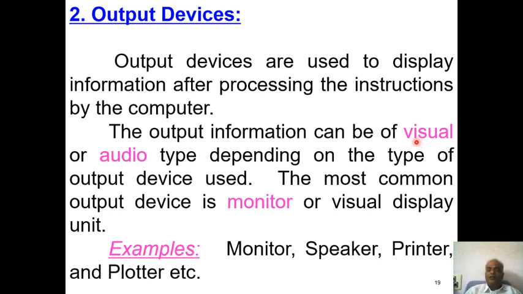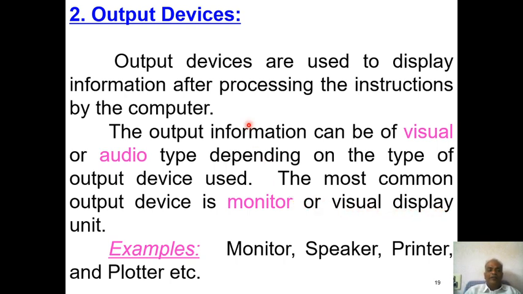Visual means on the monitor it is going to visualize. Audio means through the speakers we are going to listen. That depends upon the type of the output device used. The most common output device is the monitor or visual display unit. It is called the VDU.